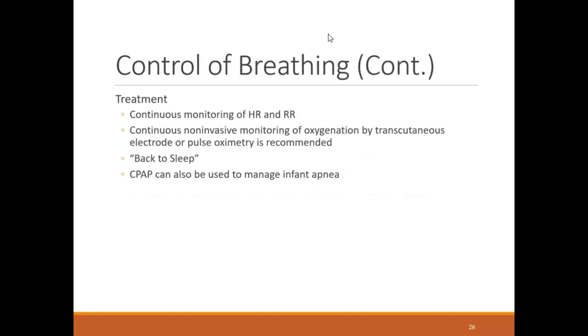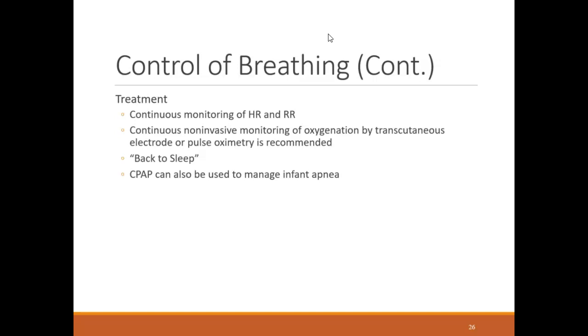Okay, so what do we do for treatment of this? The big one is continuous monitoring of that heart rate and respiratory rate. I cover this actually in your diagnostics lecture a little bit with apnea monitoring in the home care setting. Babies go home with apnea monitors frequently if they have apnea of prematurity, so that we're alerted in the home of any apneas so the baby can get stimulated.